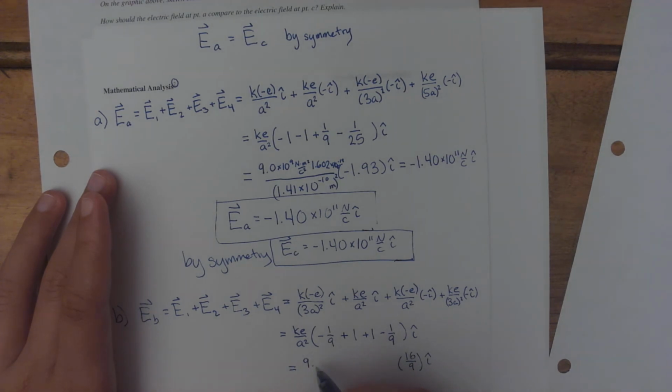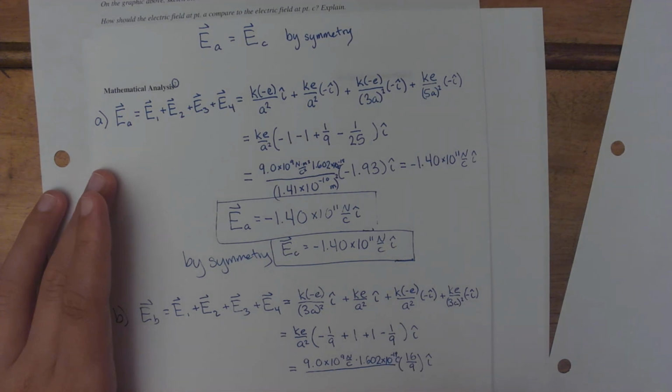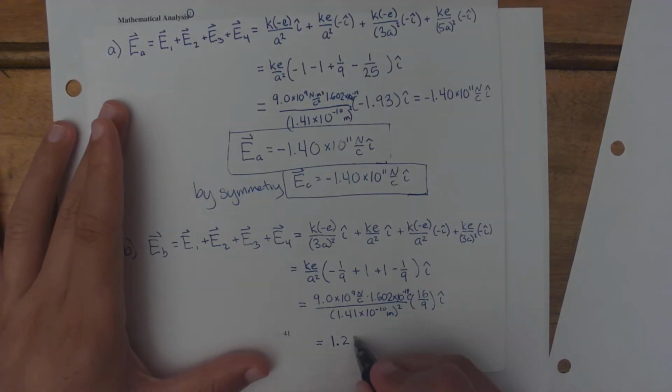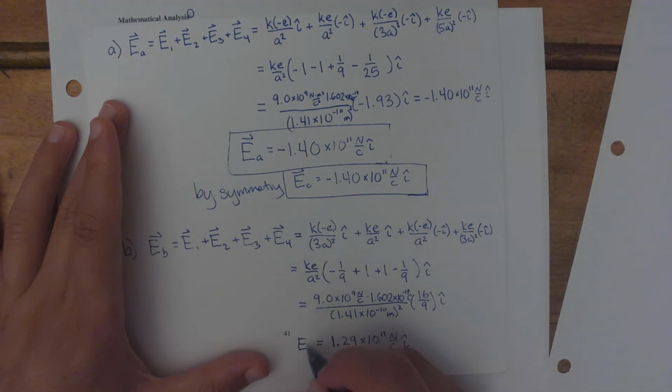Okay, so we have k, which is 9.0 times 10 to the 9th newton meters squared per coulomb squared, times 1.602 times 10 to the negative 19th coulombs, divided by a squared, and a is equal to 1.41 times 10 to the negative 10th meters, squared, and that gives me 1.29 times 10 to the 11th newtons per coulomb in the i hat direction, and this is the electric field from point B.